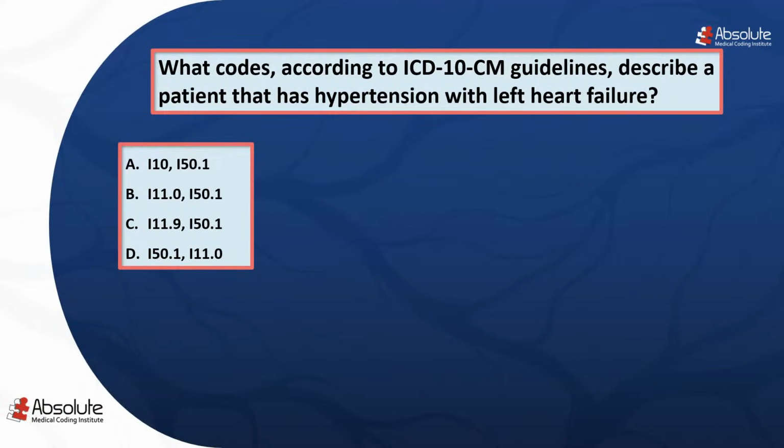Amazing job. All right, and I believe this is going to be our last warm-up before we get into some other scenarios. So let's get into it. What codes, according to the ICD-10-CM guidelines, describe a patient that has hypertension with left heart failure? Is it going to be A, I10, I50.1; B, I11.0, I50.1; C, I11.9, I50.1; or D, I50.1, I11.0? I'll give you guys a few seconds. You got it.